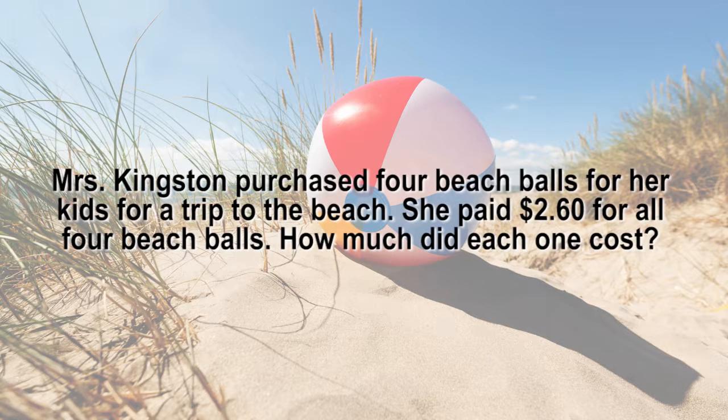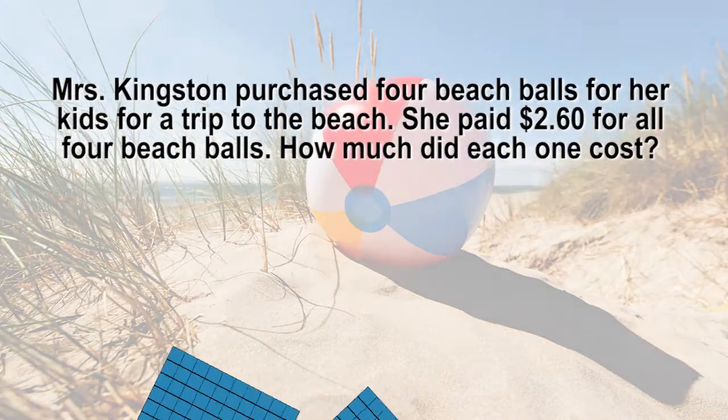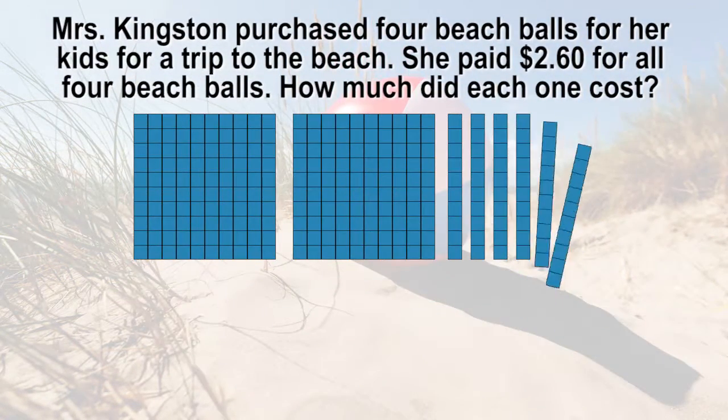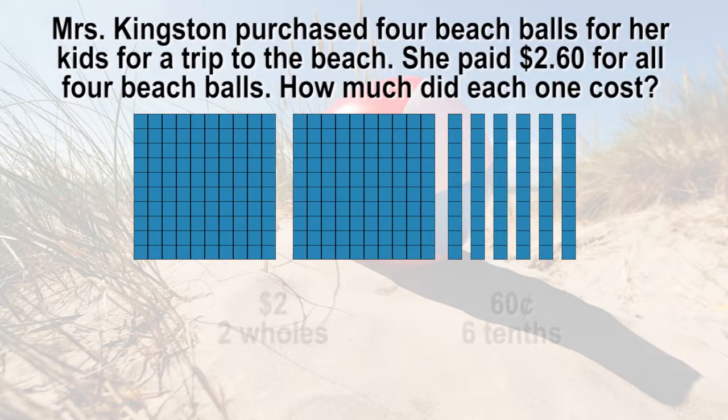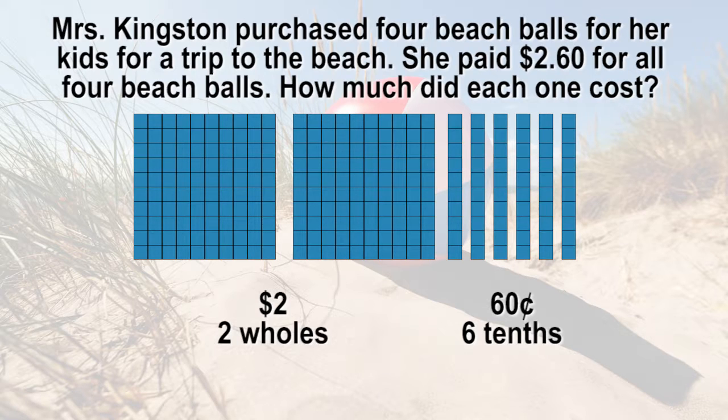Mrs. Kingston purchased 4 beach balls for her kids for a trip to the beach. She paid $2.60 for all 4 beach balls. How much did each one cost? We will begin by representing the total cost of the beach balls using our base 10 blocks. $2 is represented by 2 wholes, while 60 cents is represented by 6/10.